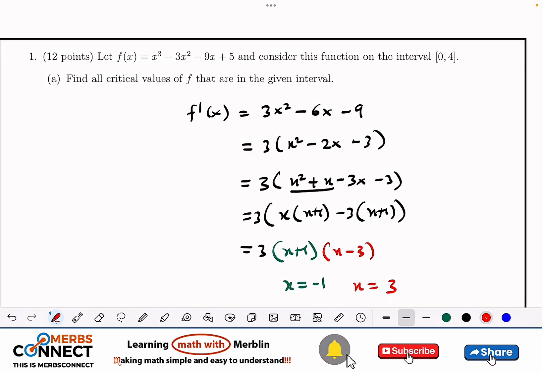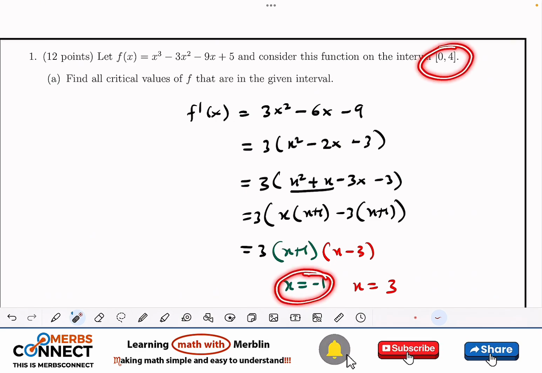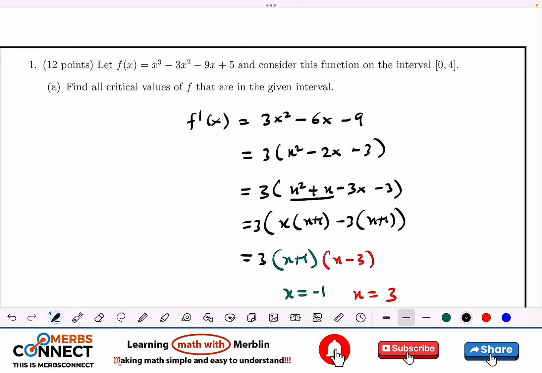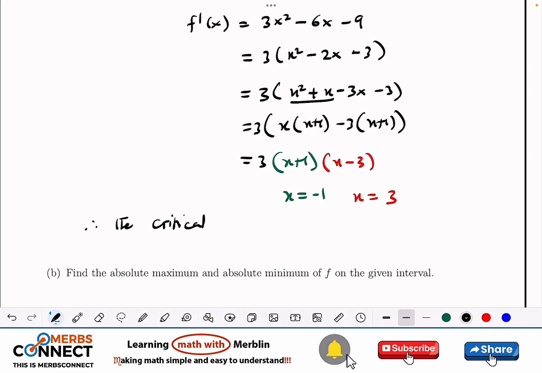But the question is, we want to find the critical point that is inside the domain. If you are not in the domain, we just drop you out. So minus 1 is not in the domain, but x is equal to 3 is in the domain. Therefore, the critical point or the critical value is 3, which is x is equal to 3, in the domain 0 and 4.